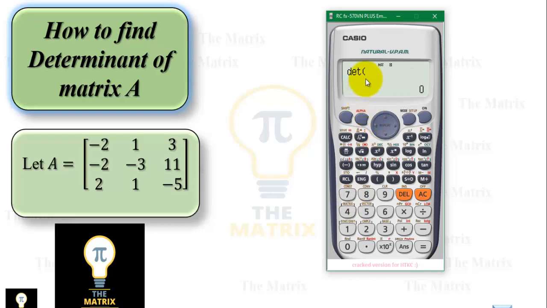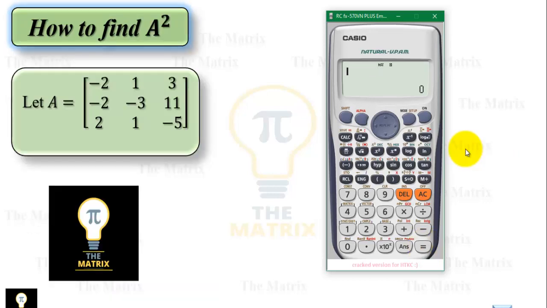It is asking for the determinant of what? So we have Mat A saved here. Again shift 4, Mat A is at number 3, so 3, then close the bracket. Simply push equal to, and it will give you the determinant of the given A. So very simple.